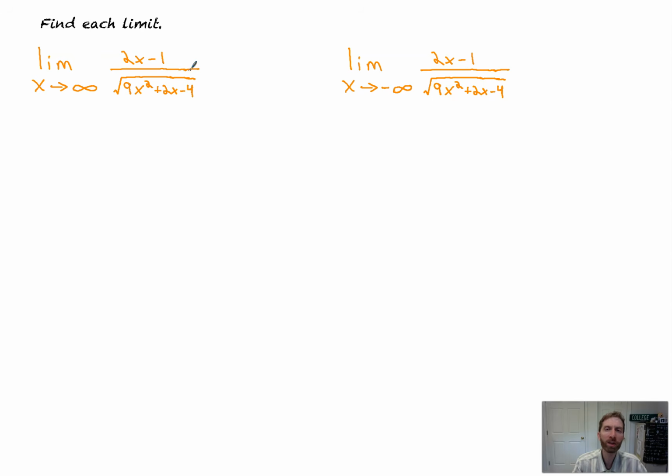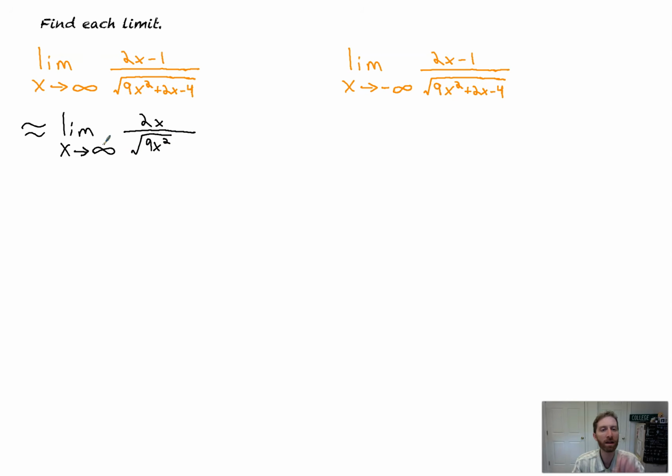And again, I'm only going to pay attention to the highest powers in the numerator and denominator, because when I plug in infinity into 2x minus 1, the minus 1 doesn't matter. So I look at that and I say it's approximately the limit as x goes to infinity of 2x, all divided by, the 2x minus 4 in the denominator doesn't matter that much because again, we're going to infinity. So you've got the square root of 9x squared. That simplifies down nicely, and we'll see that shortly.